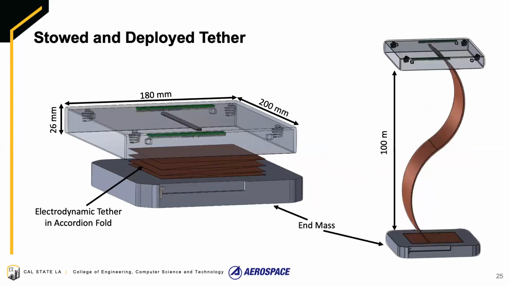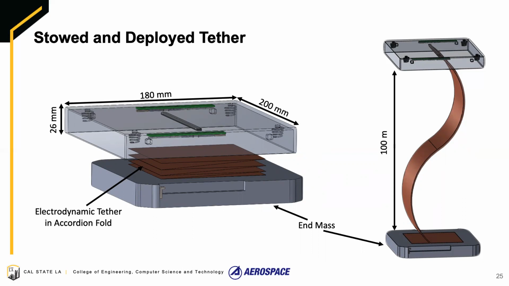Okay, so here we see the Deorbit subsystem, which shows the stowed configuration on the left and the deployed configuration on the right. In the stowed configuration, the tether is in an accordion fold with the subsystem dimensions being 200 millimeters long, 100 millimeters wide, and 26 millimeters thick, and a total volume of 0.9 U.